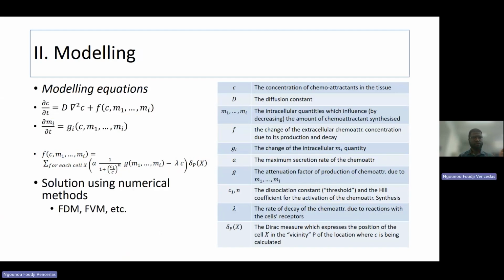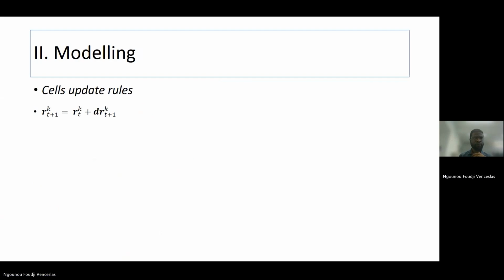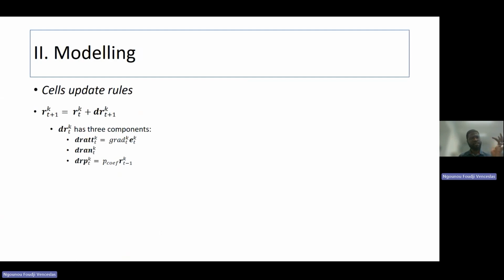This series of equations can be solved using numerical methods like finite volume methods or any other that you can find in the literature, but solving these equations is not in the scope of this lecture. Going back to the second component, which is the immune cells and their trajectory, the change of their trajectory has three components as time goes on.